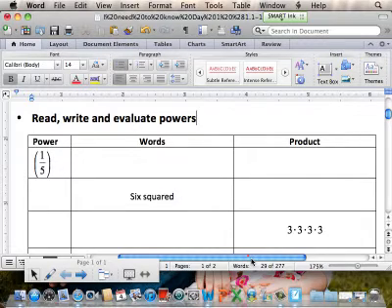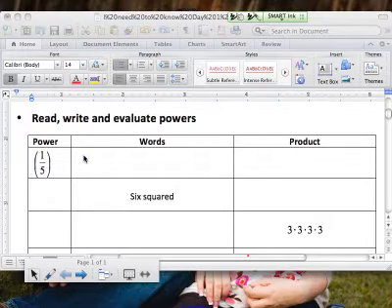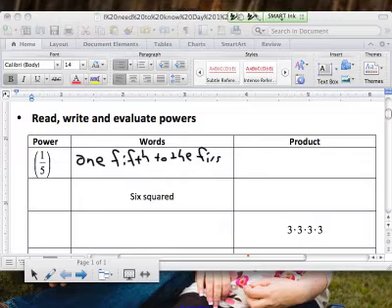So now what we're going to look at is translating between powers, words, and actually writing out the product. So obviously this first example here, it says 1/5, and that's all it is. So in terms of words, we're going to say 1/5, my apologies, 1/5 to the first power.